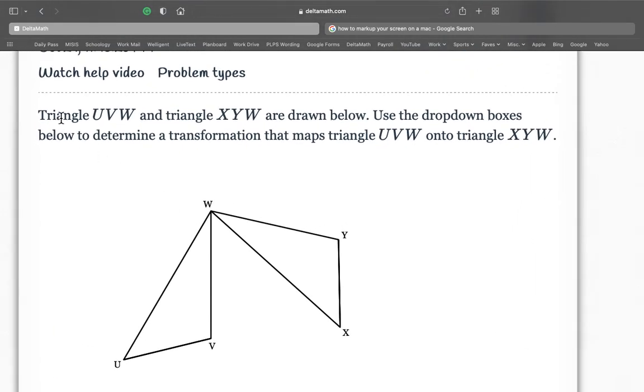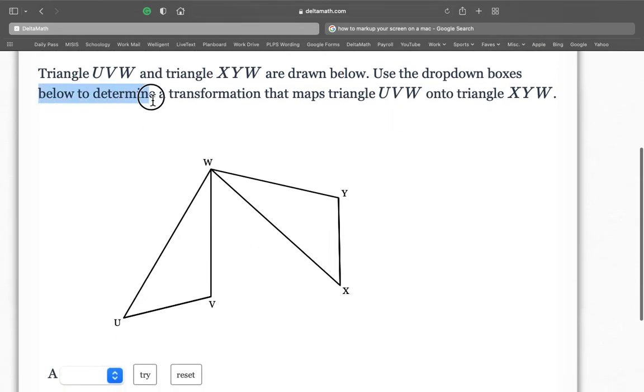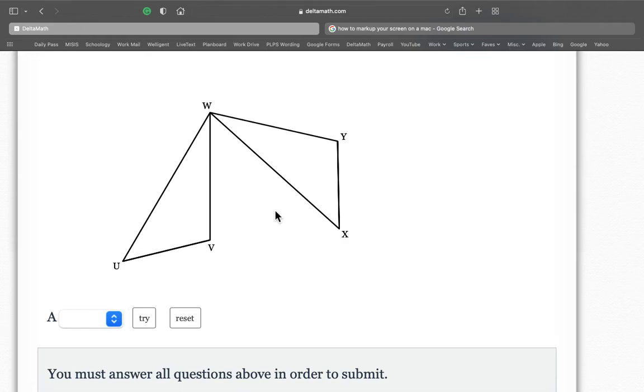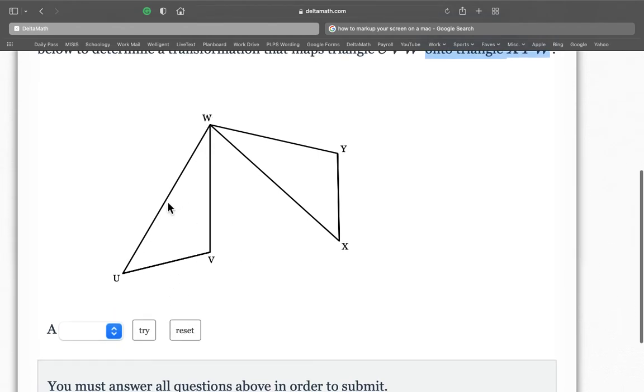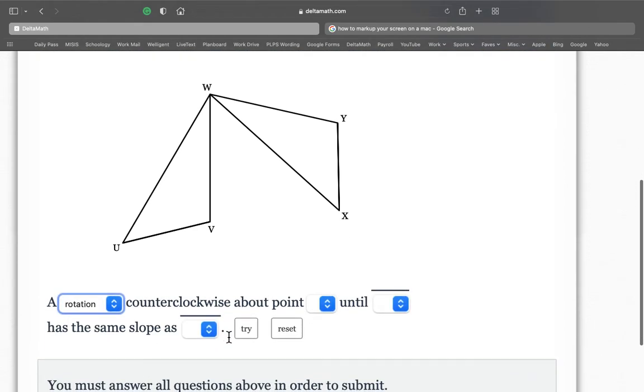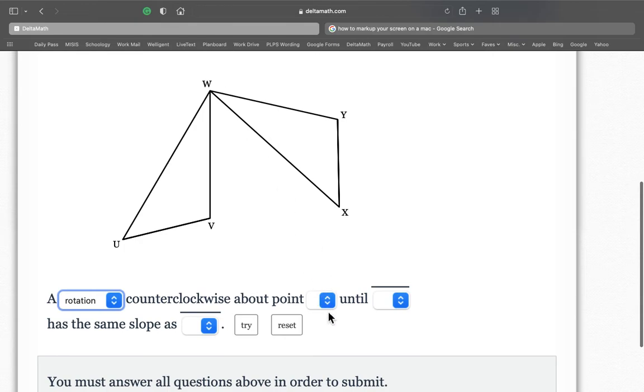This problem on Delta Math says triangle UVW, that means this triangle here, and triangle XYW are drawn below. Use the drop-down boxes to determine the transformation that maps triangle UVW onto triangle XYW. So I want to move this one over here so they can be on top of each other. It's going to move counterclockwise, that means a rotation, about point W. I'm going to spin it on W.